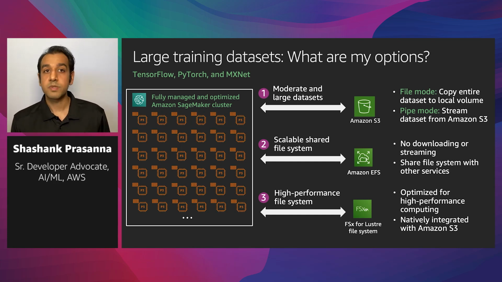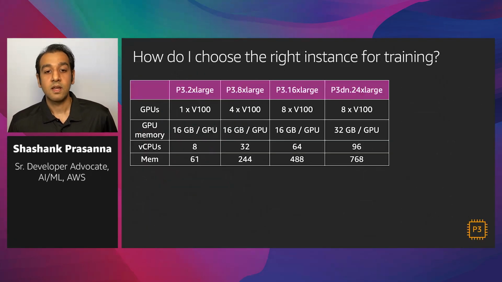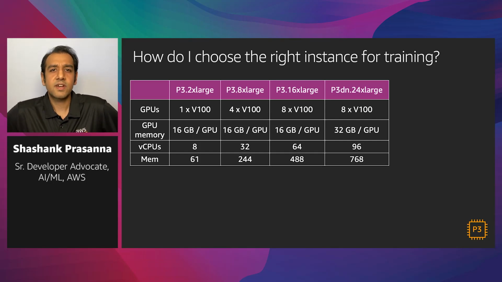So here are different options regardless of whichever framework you're using. You can use one of these three options. And the record-setting benchmarks I showed you in the beginning were all done using the third option, which is using FSx for Lustre.